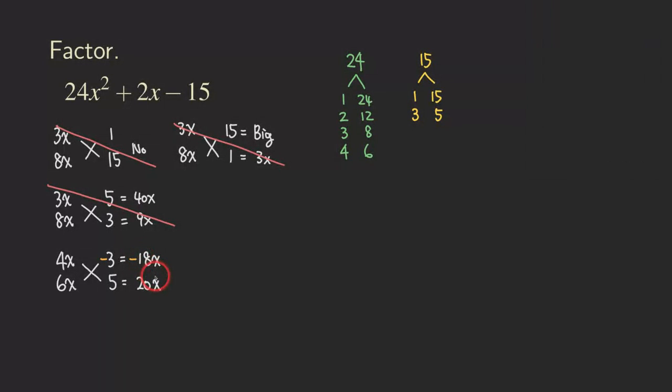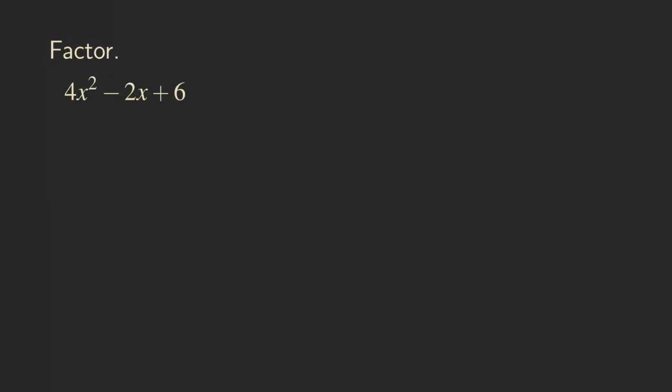Just do a quick check. Negative 3 times 5 gives us negative 15. So everything works. Final answer, which is what? 4x minus 3. Right? Just read across: 4x minus 3 and then 6x plus 5, right? So 6x plus 5. Finish. Easy one, right?